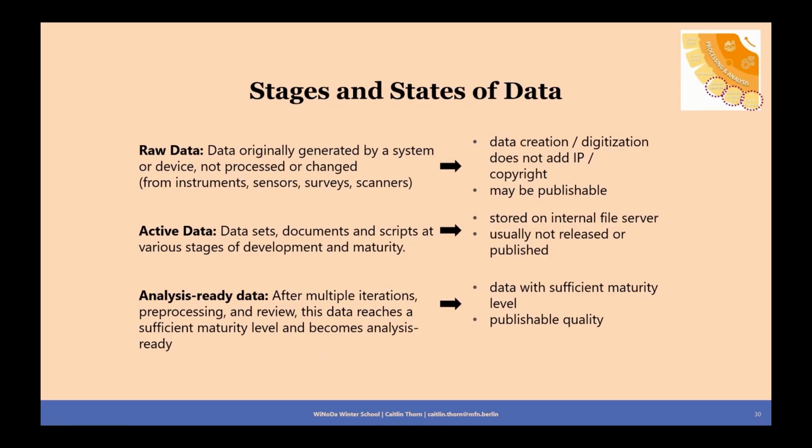And then we move into the active data, which are data sets, documents, and scripts at various stages of development. They're usually not published or released, but they're the data that you're actively working on. And then we have analysis ready data. That is after multiple iterations of pre-processing, you review the data, and then you have done enough that it becomes ready for analysis. So it's data with a sufficient maturity level and could be publishable.